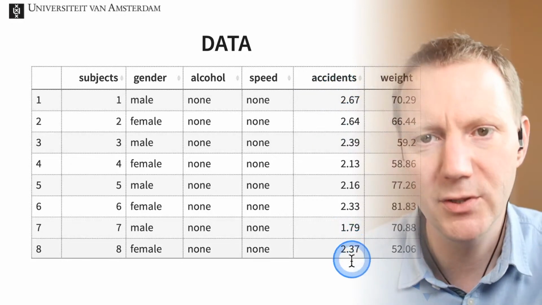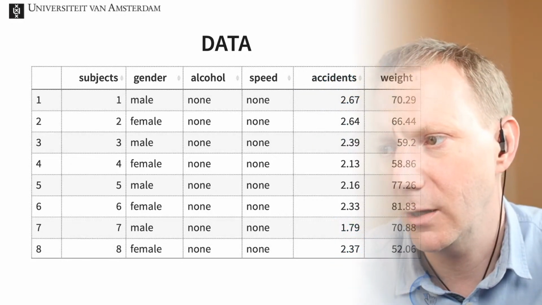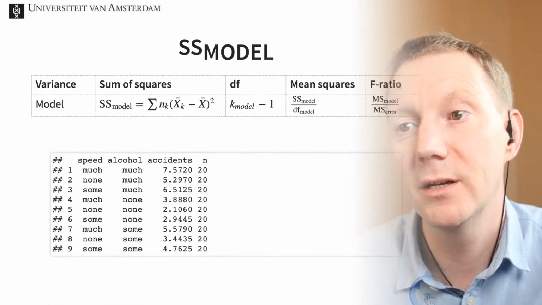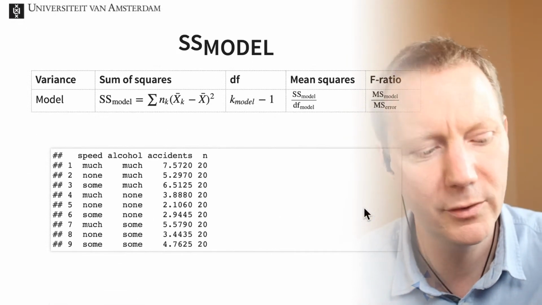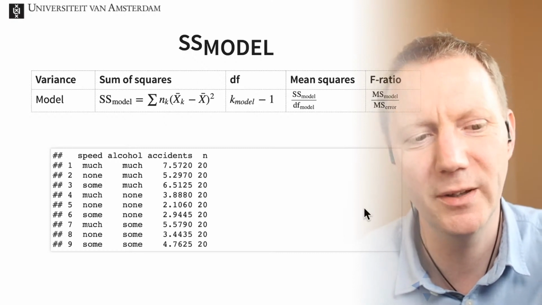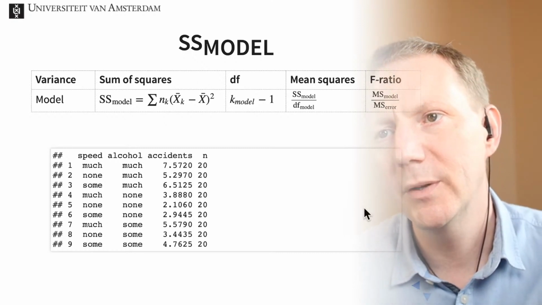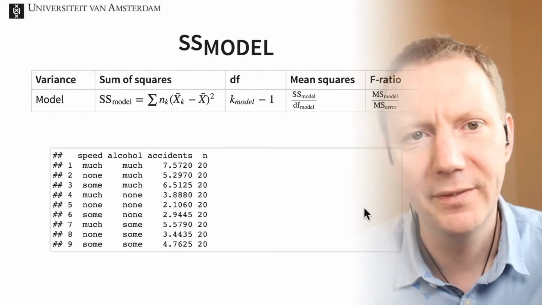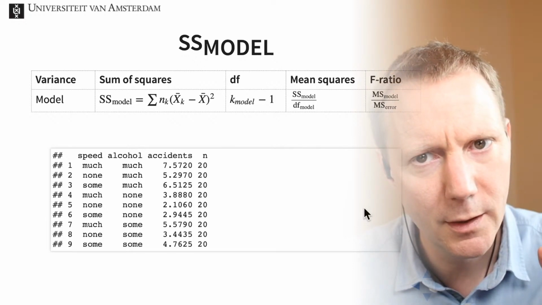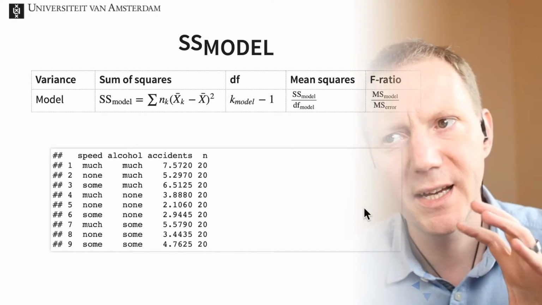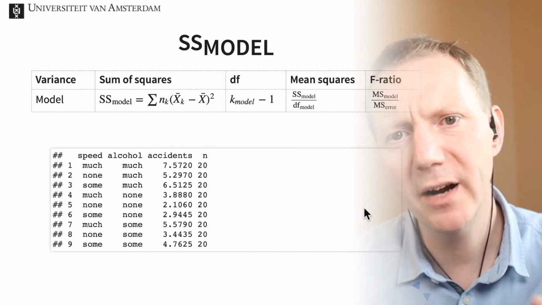And squaring those differences, adding those all up, will land us the total sums of squares. So if you know that, you know the total amount of units that you can actually explain. But for the model part, we're looking at the part that is explained by the entire model.